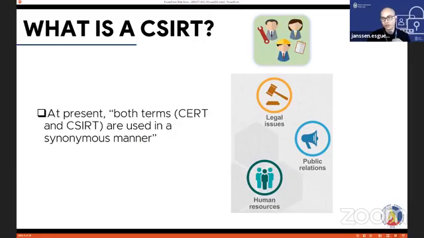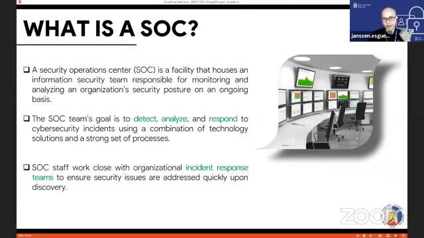So it can work with HR, it can work with legal, it can work with the comms department, with the finance department, depending on the security incident that's involved. And finally, what is a SOC, or a Security Operations Center?